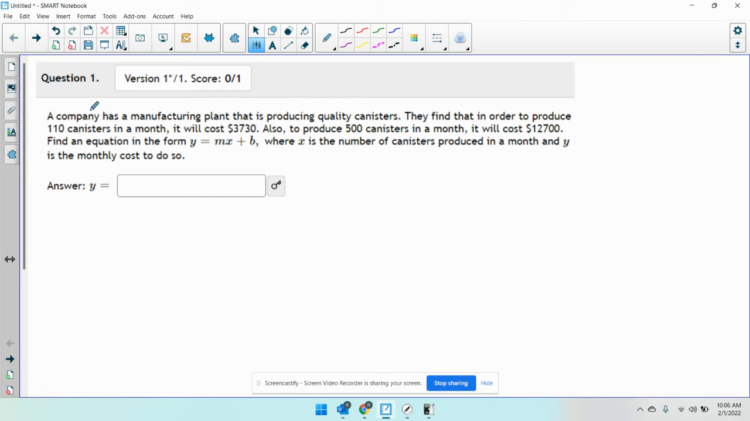Well, both ways are going to involve you converting these into coordinates. Both of them are going to be in terms of x and y, where x is the number of canisters and y is the monthly cost. So the first piece of information will give me the coordinate 110, comma 3,730. The second piece of information will give me the coordinate 500, comma 12,700.